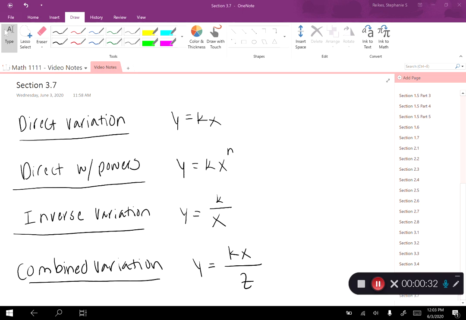And a combined variation may look different, but here's one example, y equals k times x over z, meaning it combined both the direct and the inverse variation in one problem. So, k is a non-zero constant, and y and x are your variables proportion to one another, either directly or inversely. Let's take a look at one example.